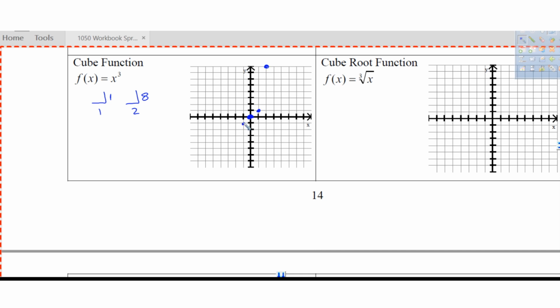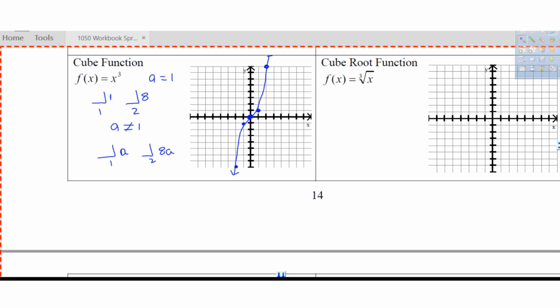So I'm going to go left 1, down 1, left 2, down 8, which just put me barely off my grid. And then I'm going to curve it in, and that's a cubic. Now that is if A is 1. So what if A is not equal to 1? It's the same thing we did with all of the previous ones. You still go 1, 1, and 2, 8, but you take those vertical movements and multiply them by A. So 1 times A is A, 8 times A is just 8A.